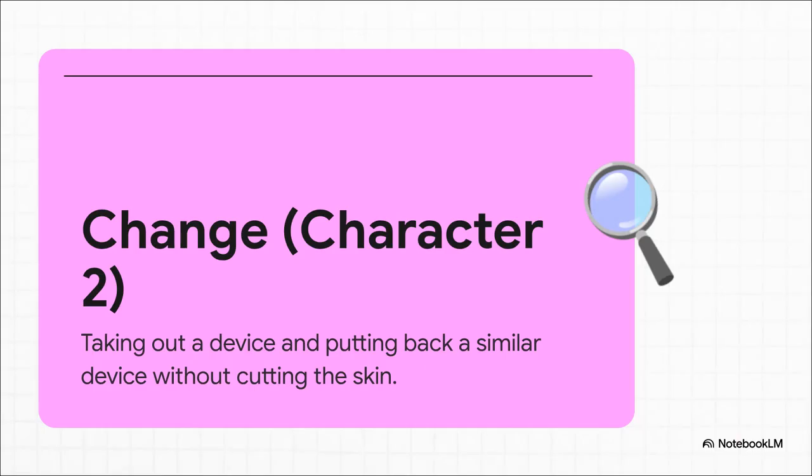Next up, we have the root operation change, coded with the character 2. By strict ICD-10 PCS definition, this represents procedures where a device is taken out and an identical, or at least very similar device is put right back in, completely without cutting or puncturing the skin or a mucous membrane. It's essentially just a direct exchange of a device through an opening that already exists.